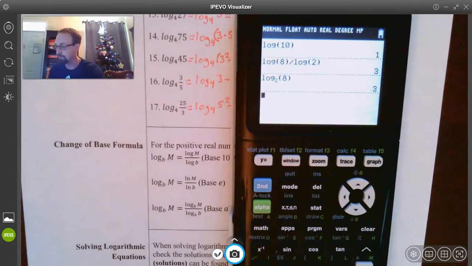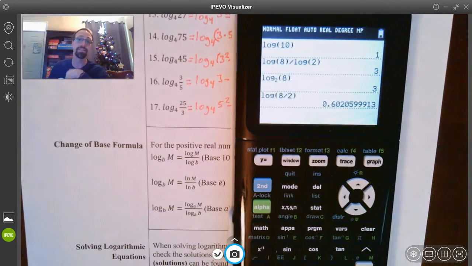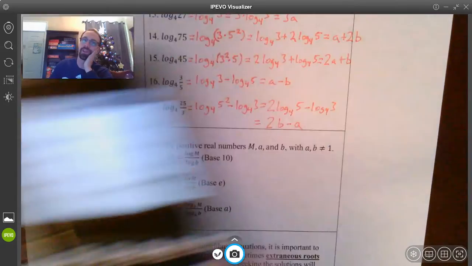Notice that that's different than if I just did log of 8 halves. That's different. Log of 8 halves is log of 4, and log base 10 of 4 is not 3. It gives us something different. So just note that these are very different.